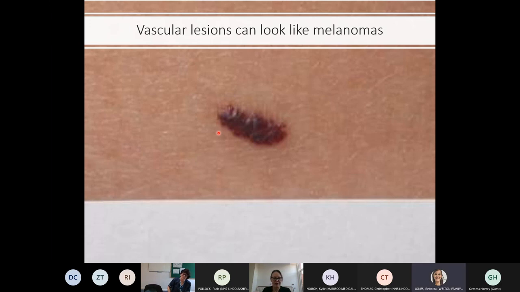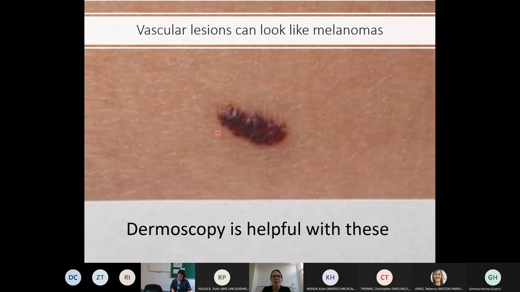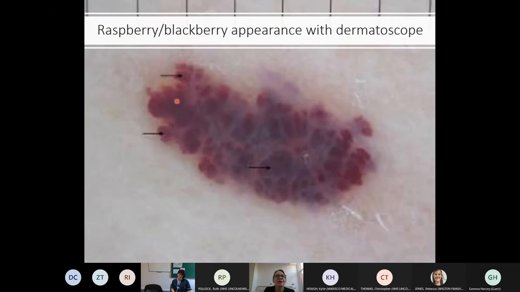Yeah, we use them here. Dermatoscopes have a bright light on them, and they magnify and look deeper in the skin. They're really useful with vascular things, because this is what it looks like through a dermatoscope, and they tend to look like raspberries or blackberries.